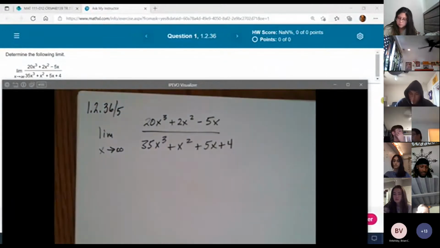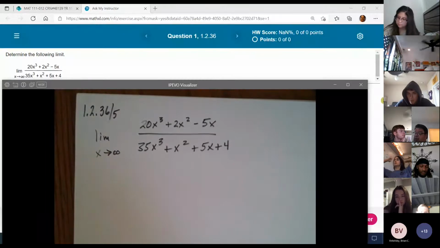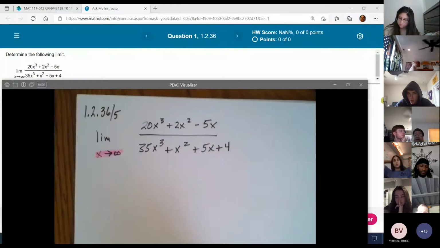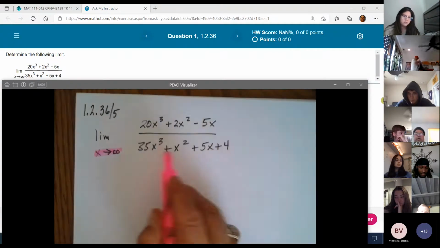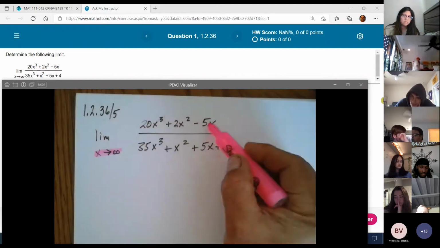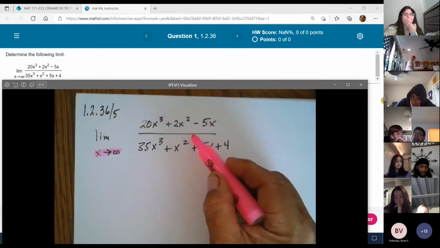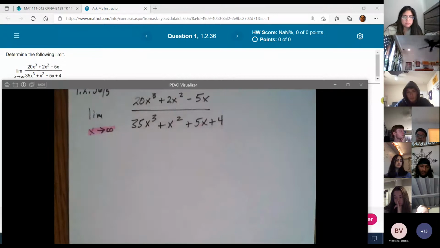Okay, there's two indicators here that tell you what to do. One, the x is going to what? Infinity. That tells you that you're not putting in a number, you're putting in infinity. And also, you got a bunch of x's. I'm not going to highlight all of them, but you got 1, 2, 3, 4, 5, 6. So the first thing you want to do here is divide everything by the highest degree.